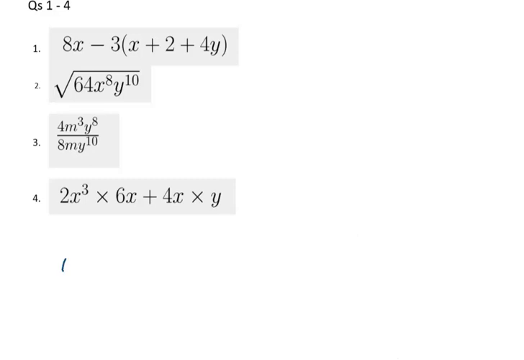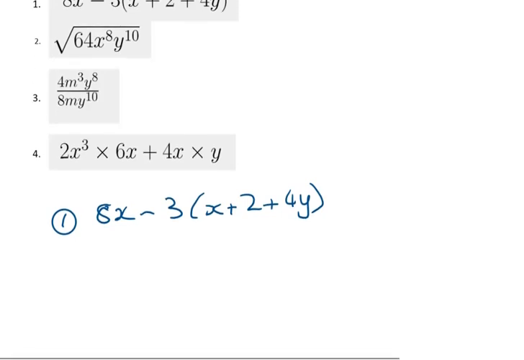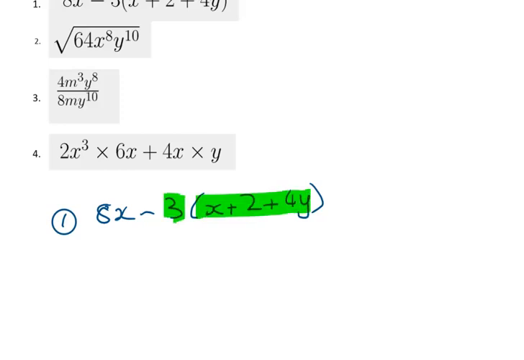So question 1, we've got 8x minus 3 times x plus 2 plus 4y. This is a pretty gentle start. We're just testing your year 9 skills in expanding. What we're going to do here is we have 8x take away 3 times all of this, but we have to be careful with that negative sign.